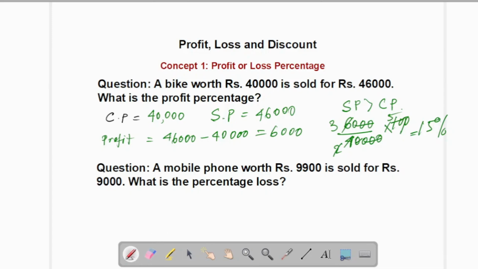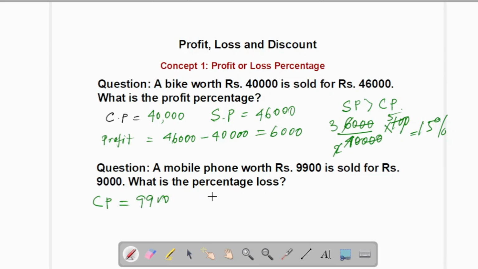The next question says a mobile phone worth rupees 9,900 is sold at rupees 9,000. What is the percentage of profit or loss? First we need to consider the cost price of the mobile. So what is the cost price of the mobile?